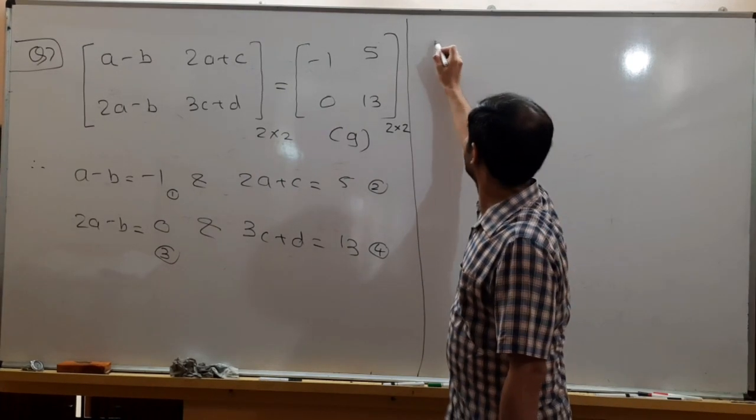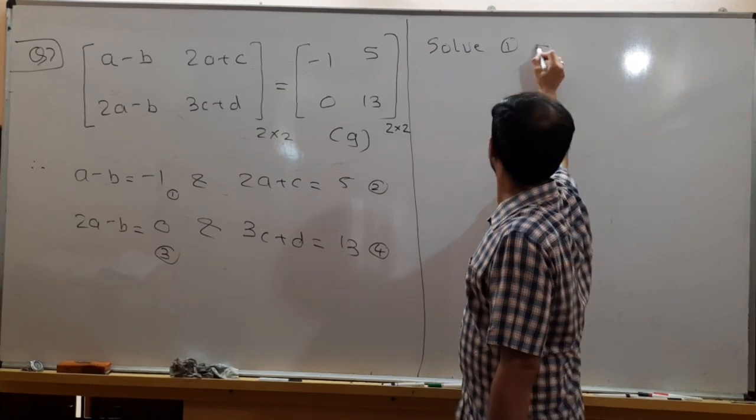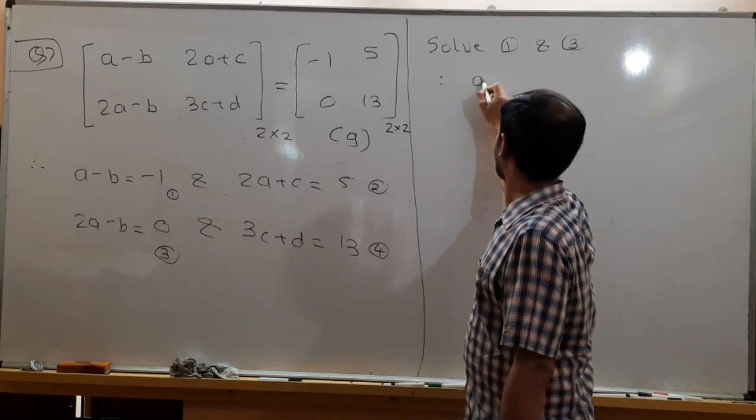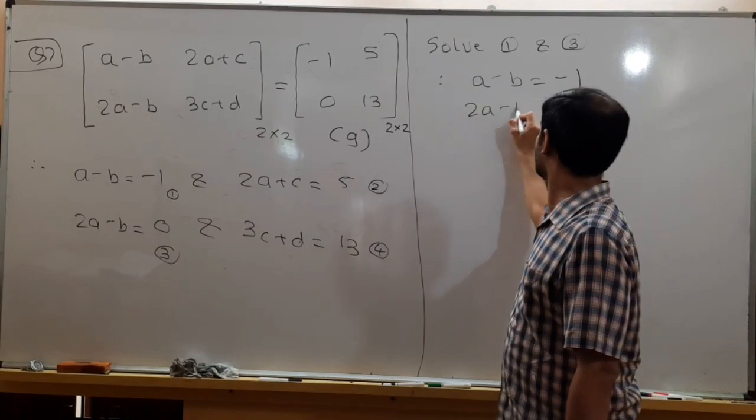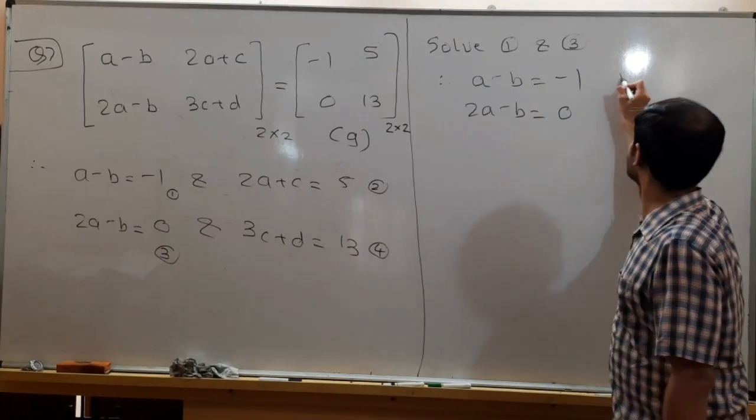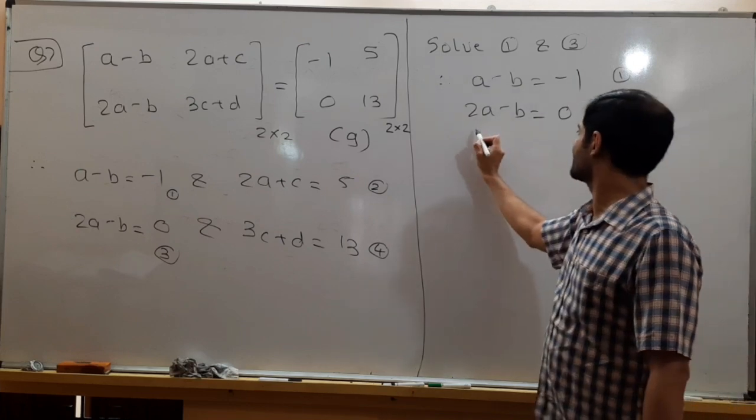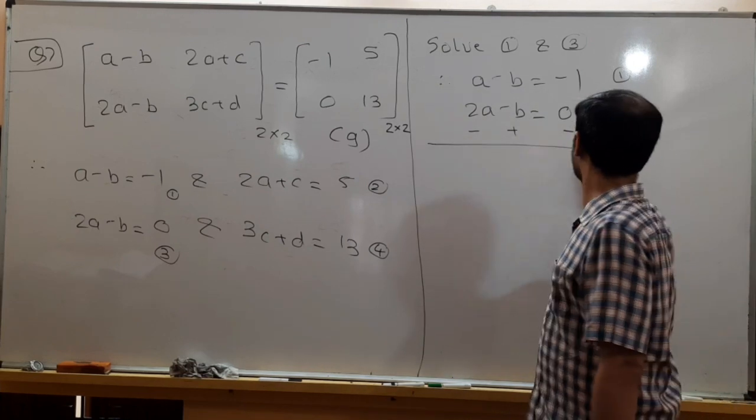So first I will solve 1 and 3. So A minus B is minus 1, 2A minus B is 0. This is first, this is third. So just subtract. So what do you end up getting? 1 minus 3.